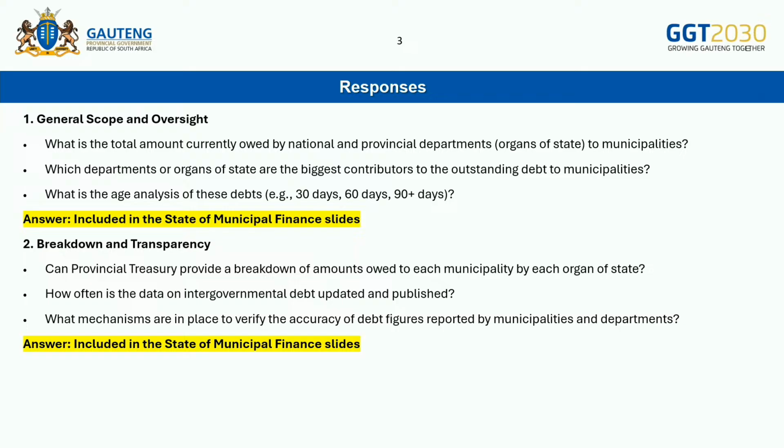In other words, your aging in terms of 30, 60, and 90 days. Chair, that will be included in the slides I will cover on the state of municipal finance. So that's just under question 1. Question 2, the committee asked us for a breakdown in transparency as it relates to the Provincial Treasury providing a breakdown of amounts owed to each municipality by each. And then related to that question is how often is the data on intergovernmental debt updated and published? And then we were also asked what mechanisms are in place to verify the accuracy of the debt figures reported by municipalities and departments. Chair, that will be part of the State of Municipal Finance slides.